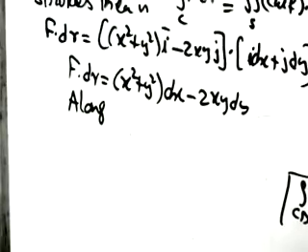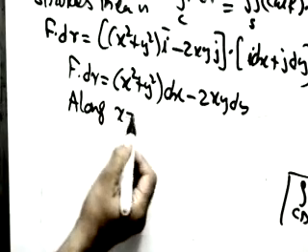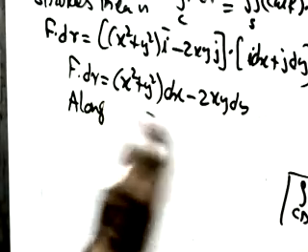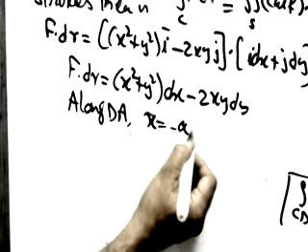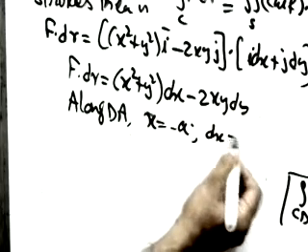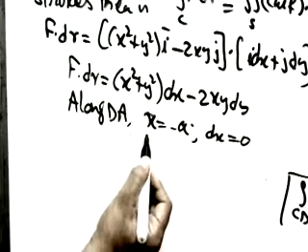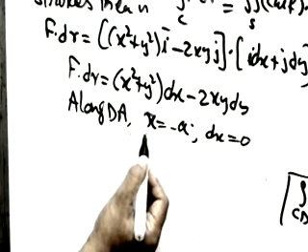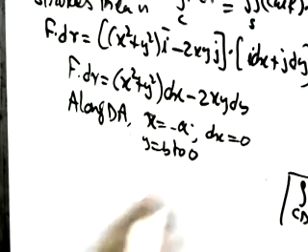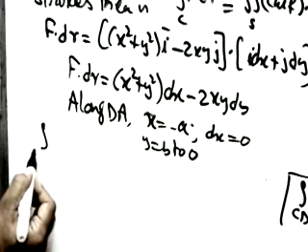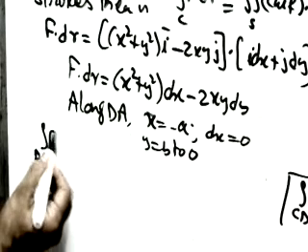So let me take this equation. A line parallel to the y-axis is x equals distance, which is minus a. Sorry, we are taking along DA. X equals minus a, and if you differentiate, dx equals 0. Next, y is changing from b to 0.